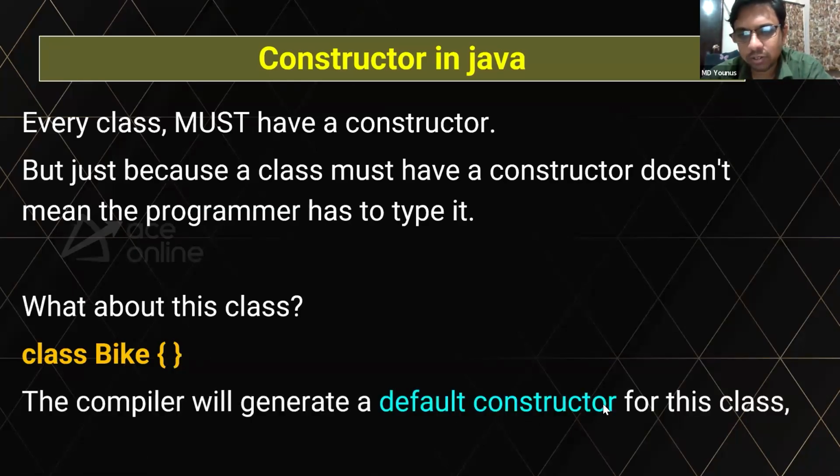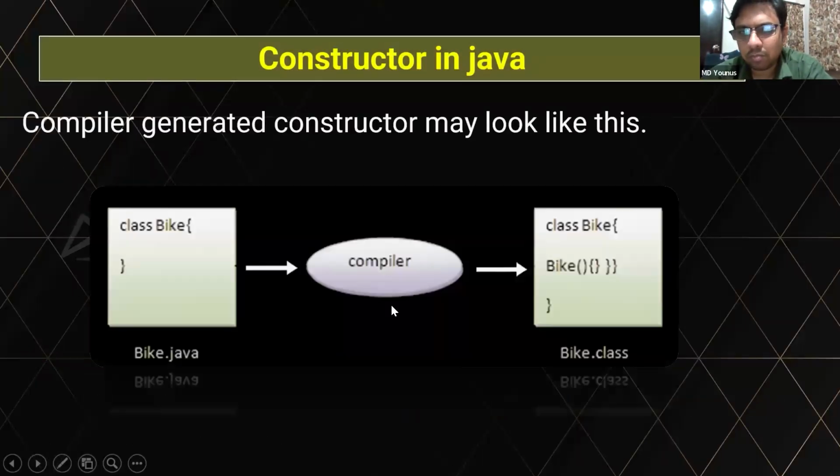And the job of the default constructor is to fill the default values. How does it look? It looks like this. If you look at this diagram, you can see that if you have a class called Bike in a file called Bike.java, when you give this to a compiler, after compiling, a constructor is getting added. There are some additional brackets, but forget about it. So you can see here that a constructor is getting provided.